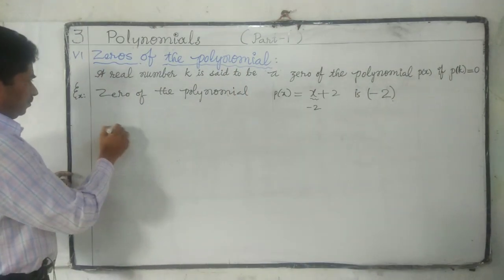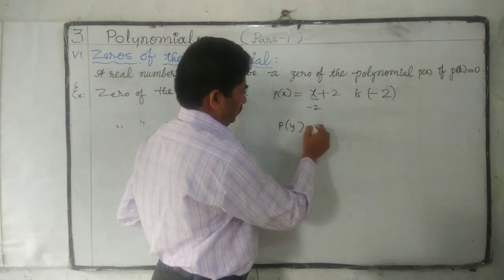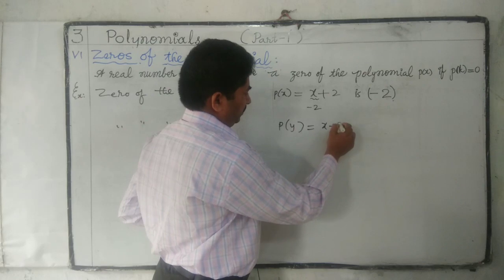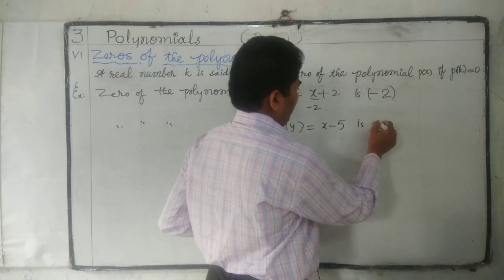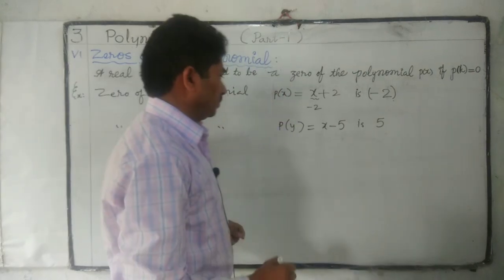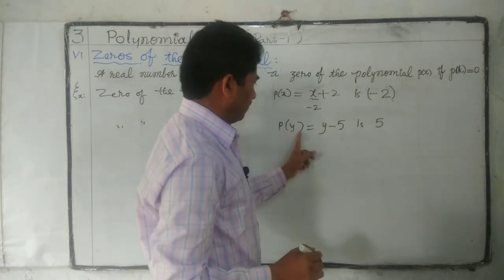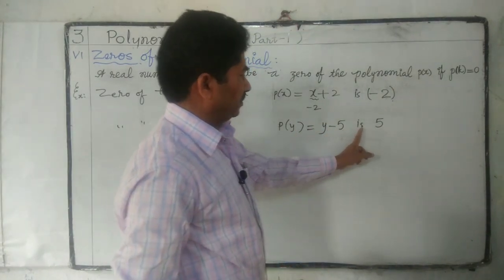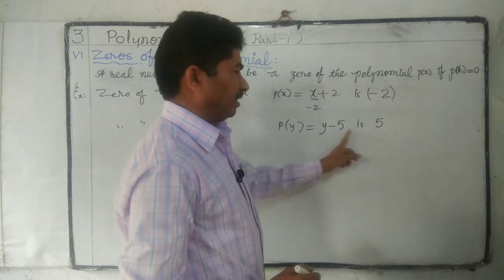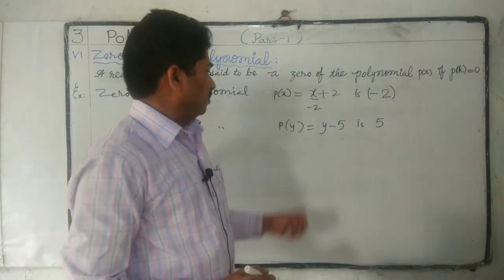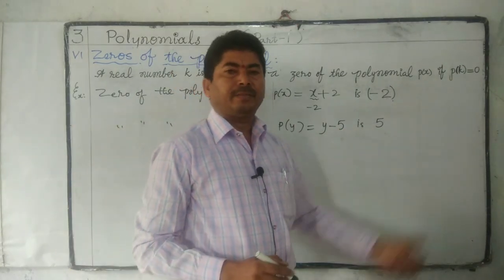Next, one more example. Zero of the polynomial p of y is equal to y minus 5 is 5. If we substitute 5 in place of y, we will get 0. So the zero of the polynomial y minus 5 is 5.